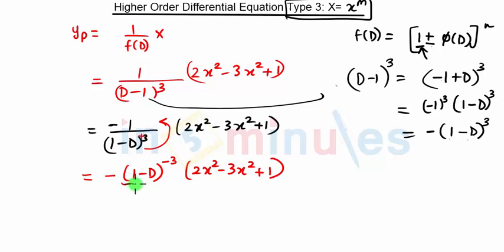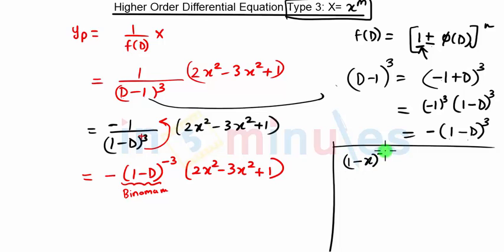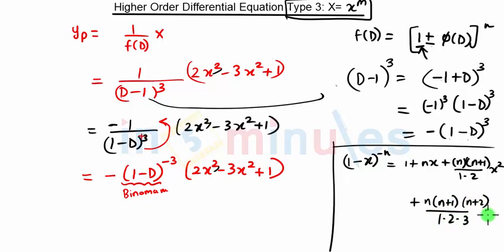After this we do a binomial expansion of this. We are going to do the binomial expansion of 1 minus d the whole raised to minus 3. In general, the binomial expansion of 1 minus x the whole raised to minus n is nothing but 1 plus nx plus n into n plus 1 upon 1 into 2 into x square plus n into n plus 1 into n plus 2 upon 1 into 2 into 3 into x cube. So in general, the binomial expansion is given by this.